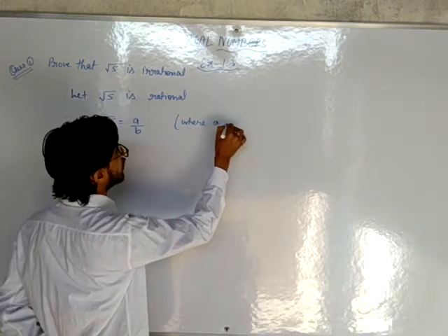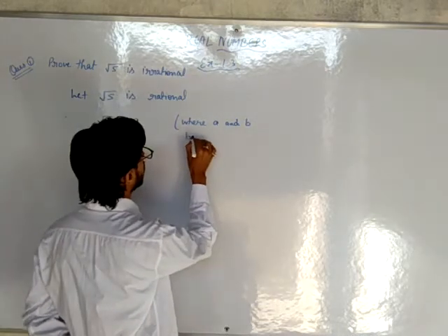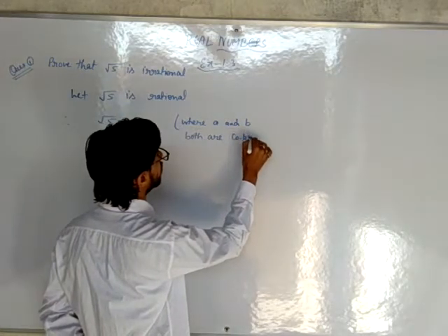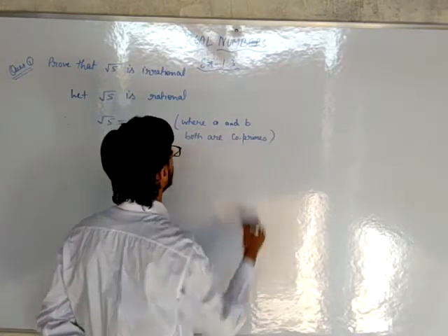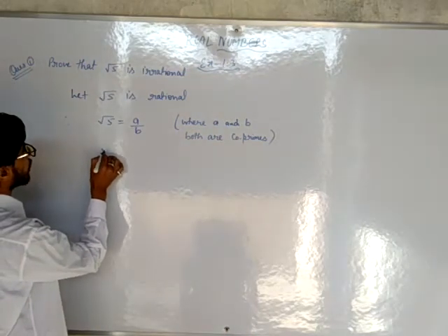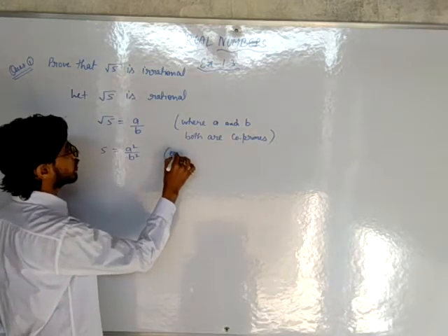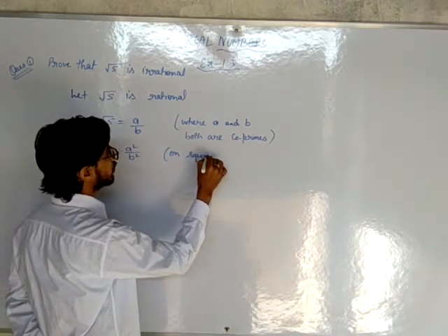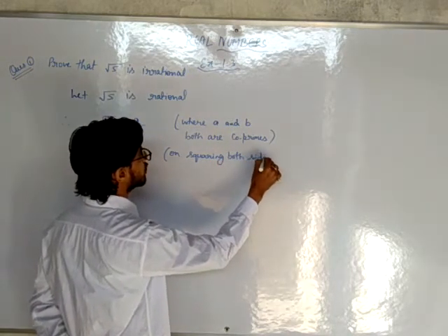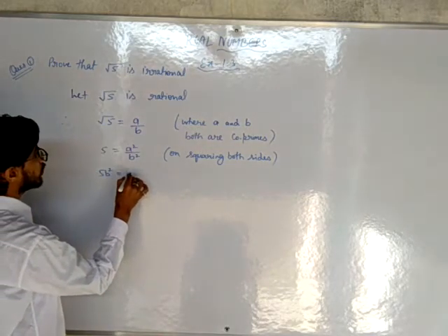where a and b both are co-primes. Now, on squaring both sides, 5 is equal to a square upon b square. Now 5b square is equal to a square.